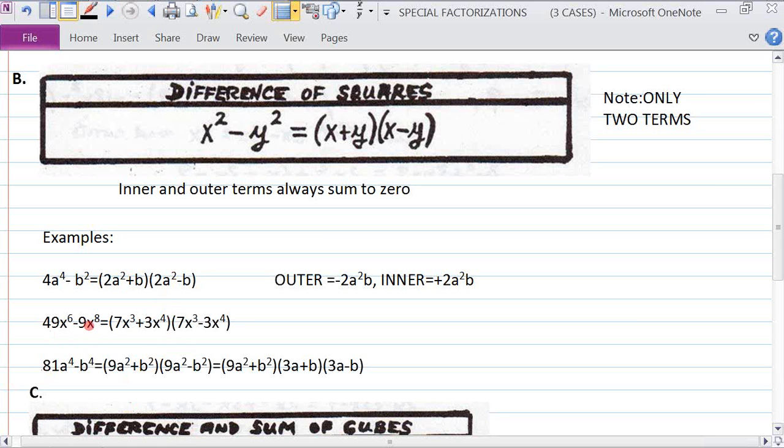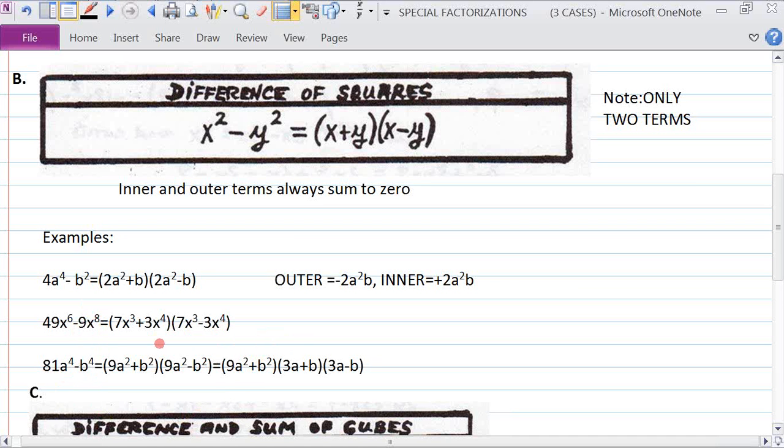49x to the 6 minus 9x to the 8th. We can write that as 7x cubed plus 3x to the 4th, 7x cubed minus 3x to the 4th. The first times the first gives us 49x to the 6 because we add the 3 plus the 3. Plus 3x to the 4th times minus 3x to the 4th gives us minus 9x to the 8th. We add the 4 plus the 4 power, and that's how we get the 8.